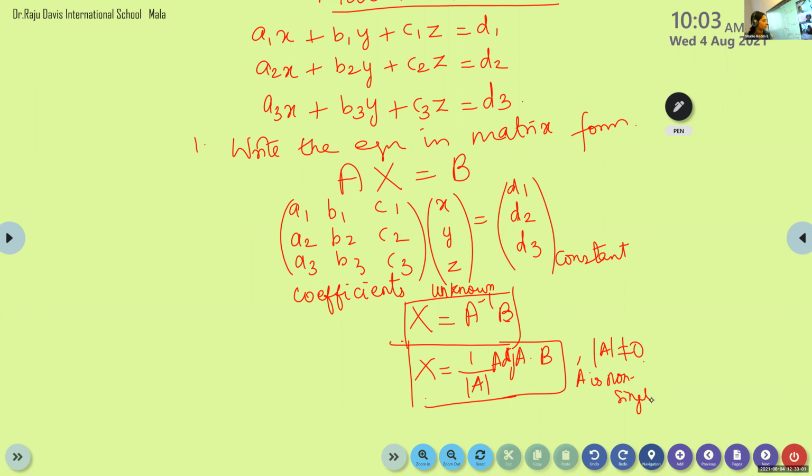Okay, let us solve some questions now using this second method, using the matrix method. Using this matrix method, we can solve some questions.